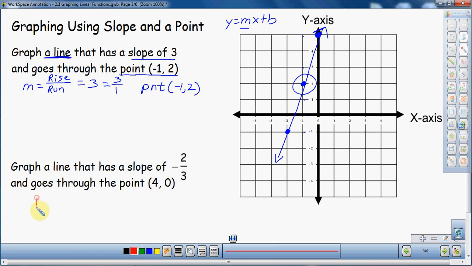All right, so I'm going to write this out again. Slope is negative 2/3. Two things to note here is that it's a negative, so it's going to go downhill this time. 2/3, so I do have a top and a bottom. I don't have to change it like I did the 3. There is a definite top and bottom.